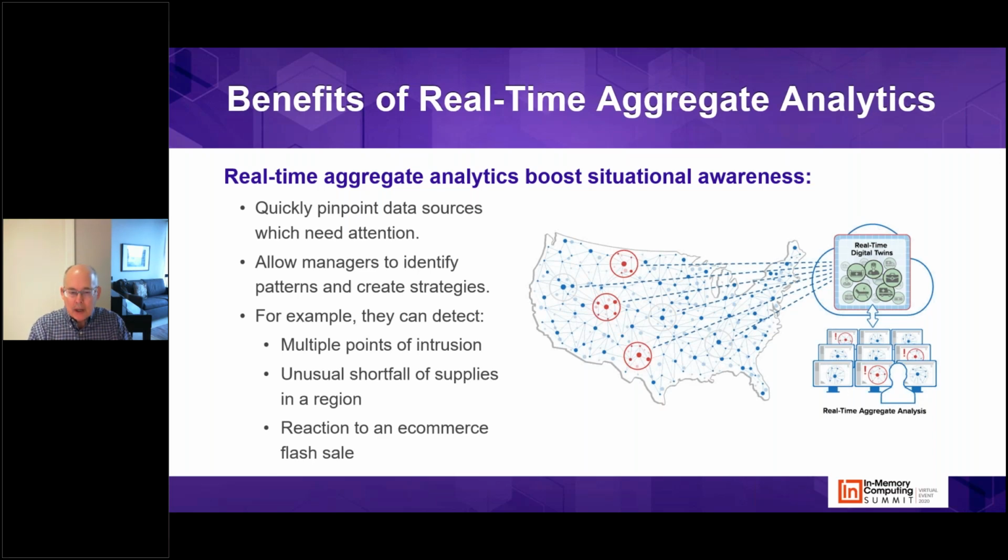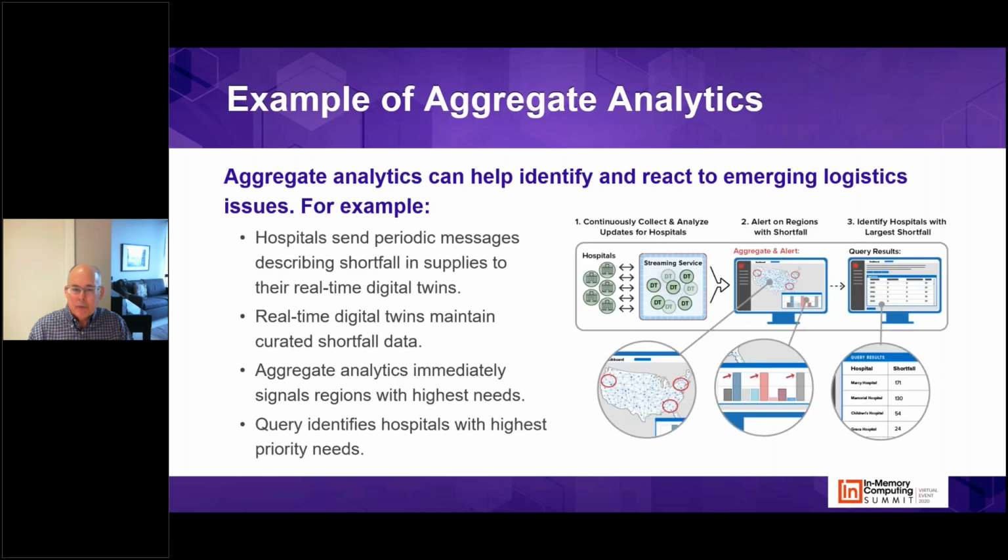We saw this example of multiple points of intrusion, and we'll take a look now at a shortfall in hospital supplies. One could also imagine doing a reaction to an e-commerce flash sale and many, many other cases in which situational awareness is imperative for real-time intelligent monitoring. So here's an example of aggregate analytics for hospital supplies.